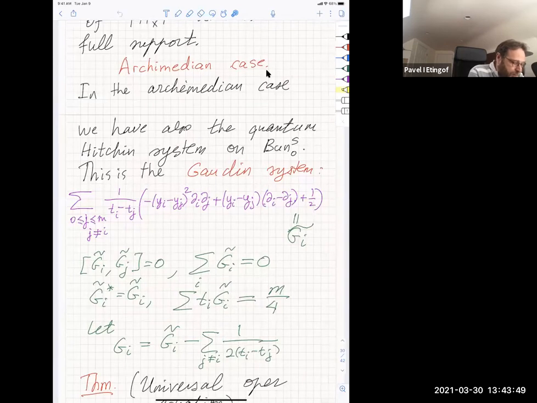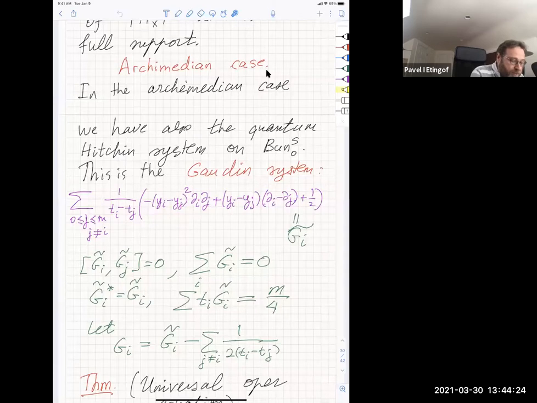But the properties of them are as follows: they commute. Their sum is 0. So they act on functions with the symmetries that, as I said, means translation invariant, homogeneous. So the sum of them, the m+1 operators, labeled by index from 0 to m, they commute, and their sum is 0. They are formally self-adjoint, formally symmetric, and the sum of ti times gi hat equals m/4.